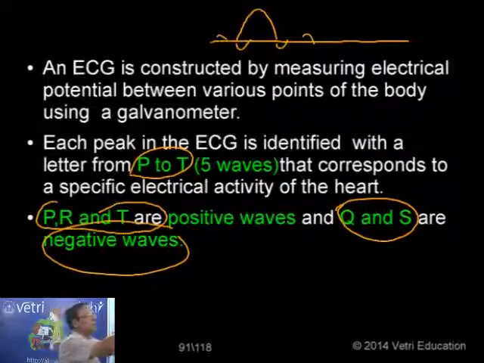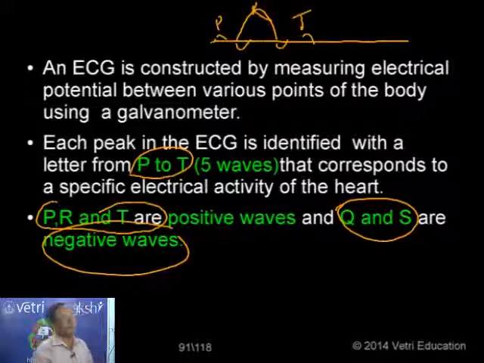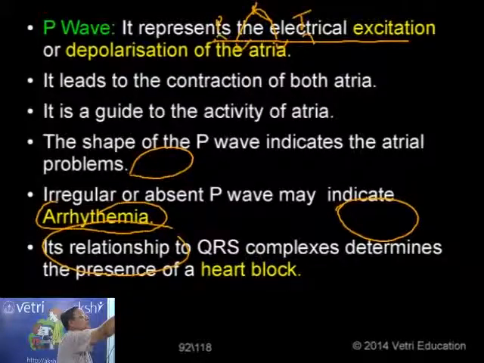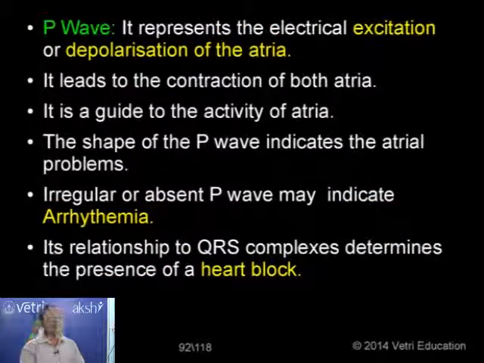So these three, P, R, T, are running above the baseline, and the other two are downward deflections. So they represent what are called the negative waves. Okay. Now let's go into detail about each and every wave, and how you can identify the criteria related to the diagnosis of heart failure, heart block, or what is called irregular heartbeat, etc.